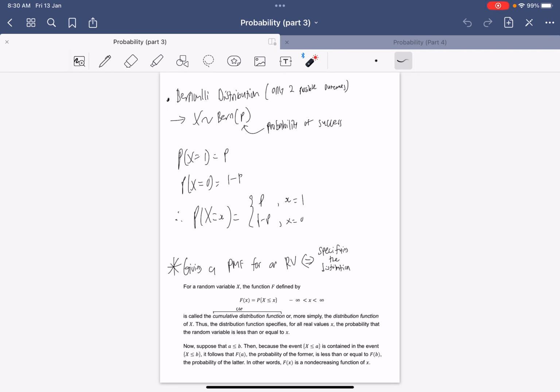And so it is really just specifying the probabilities that a random variable is less than or equal to x. And this is another form of specifying a distribution. So if you can specify the PMF, you can specify the CDF, meaning you can specify the distribution. So they are all equivalent. Because if you want to get the PMF, it is just the probability of X less than or equal to x minus the probability of X less than or equal to x minus 1.